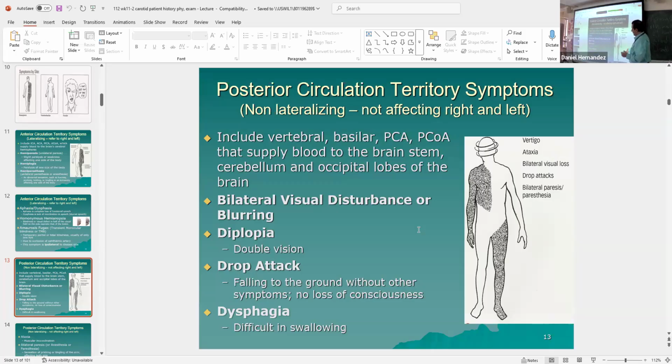Since the posterior pathway supplies the cerebellum, it affects our balance and coordination, things like drop attack. Drop attack is defined as falling to the ground without loss of consciousness. So it's different from syncope. Syncope is fainting, which involves loss of consciousness, but drop attack is falling to the ground without loss of consciousness. The patient's still alert and oriented, they just drop like a ton of bricks and fall to the ground.